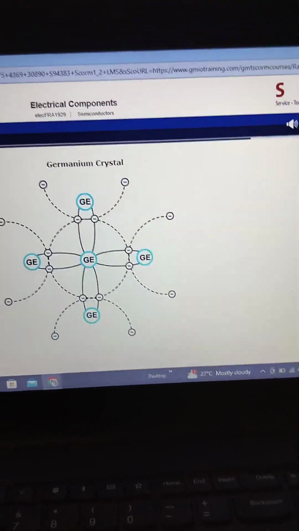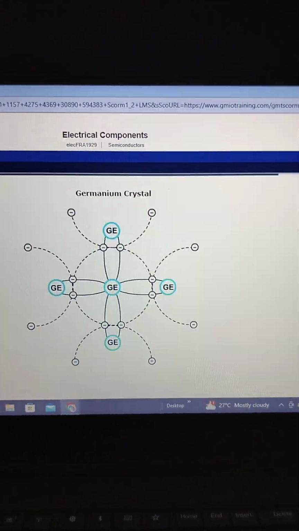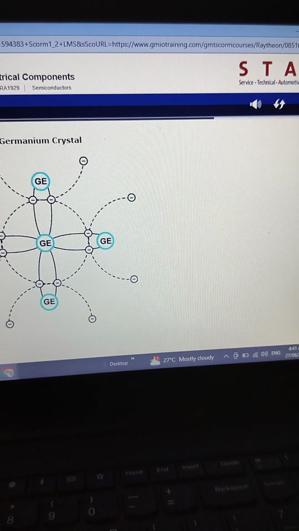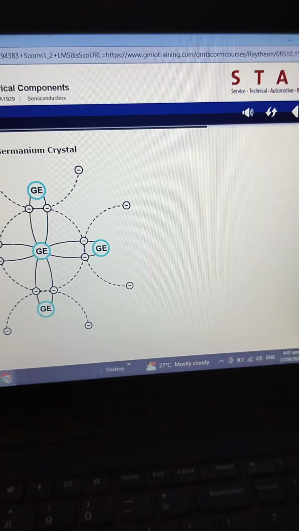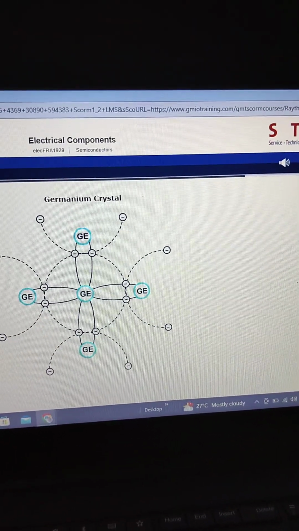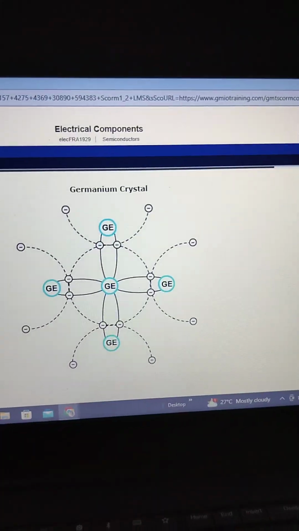There are two types of semiconductors: N-type, negative, and P-type, positive. N-type and P-type semiconductors are created by doping the crystals with impurities. Doping is the addition of another element to the semiconductor.